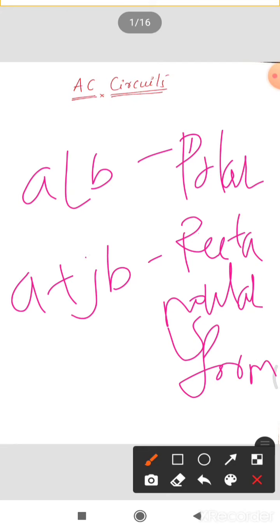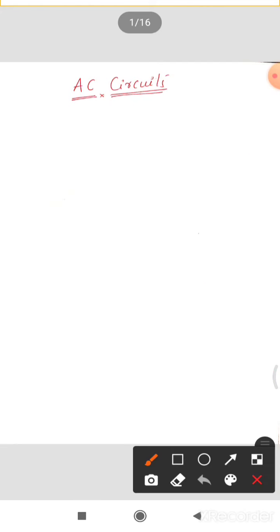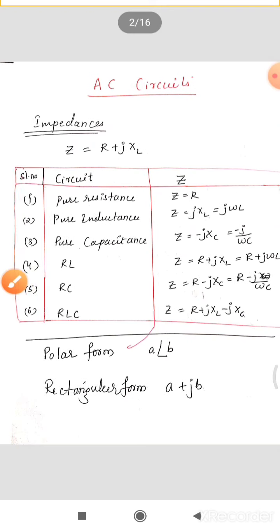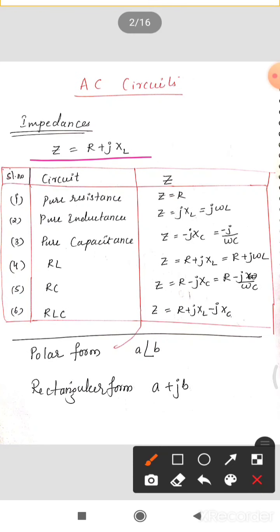We have discussed this in earlier classes, in a previous semester, so there we have come across it. Today we are going to apply all these techniques, which you have studied earlier, on these circuits. Before that, let's see what the impedance R plus jXL is.